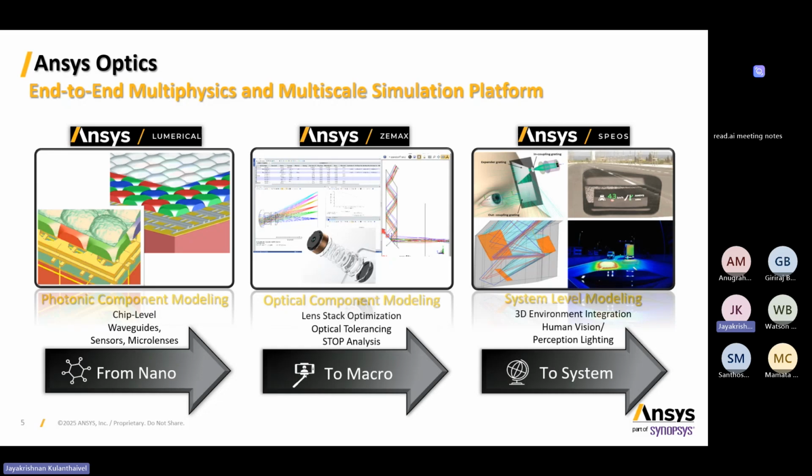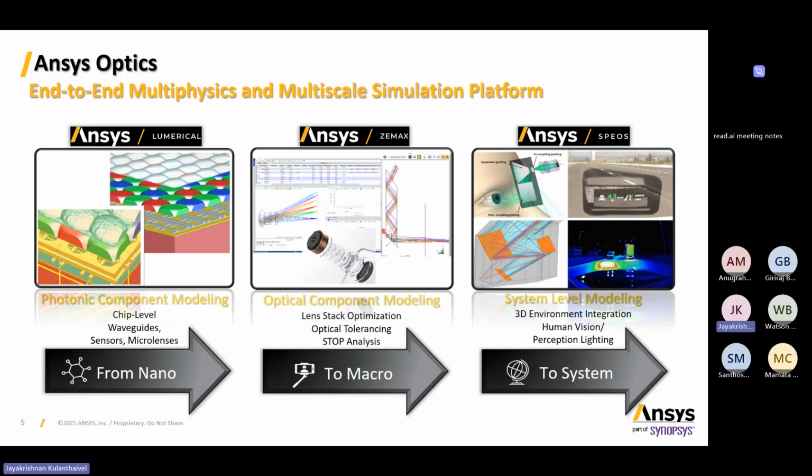And finally, the macro level, the system level. Here we will be talking only about the optics. The optics has to work with other components, like optomechanical devices, mechanical components, and electronic components, or it has to work in a real-world environment. So how do we model that kind of thing? Speos offers this leverage, where you can integrate the 3D environment, so you can see how your optical system performs in the real world. Along with that, we have human vision capability, so that you can understand how humans perceive your optical system, and much more.